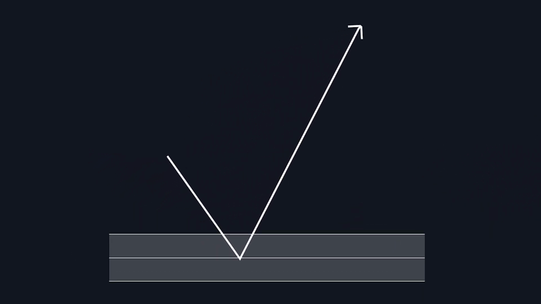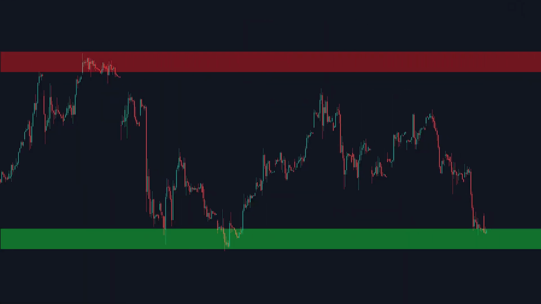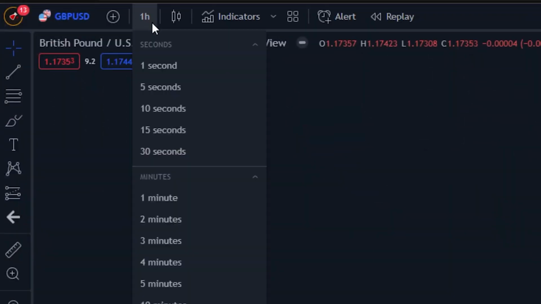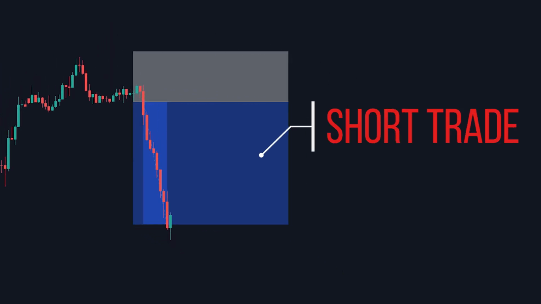Since this is a risk entry, we will be looking at a higher time frame to make sure we're dealing with strong supply and demand zones. In this specific trade, I was looking at the 1 hour time frame. Also, by the way, this is a short trade we're looking at.